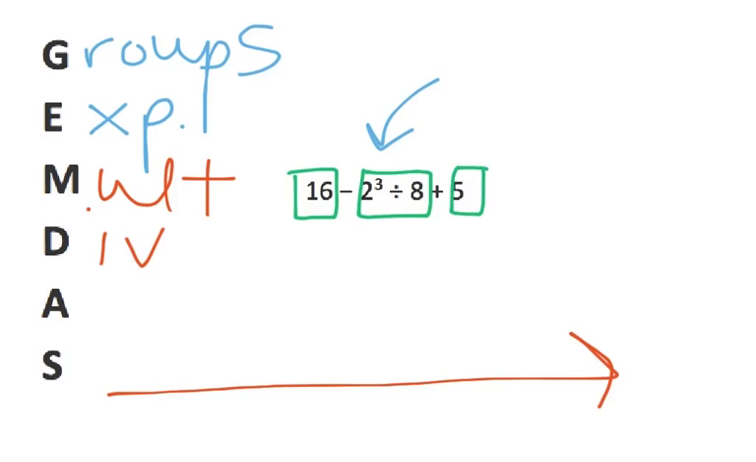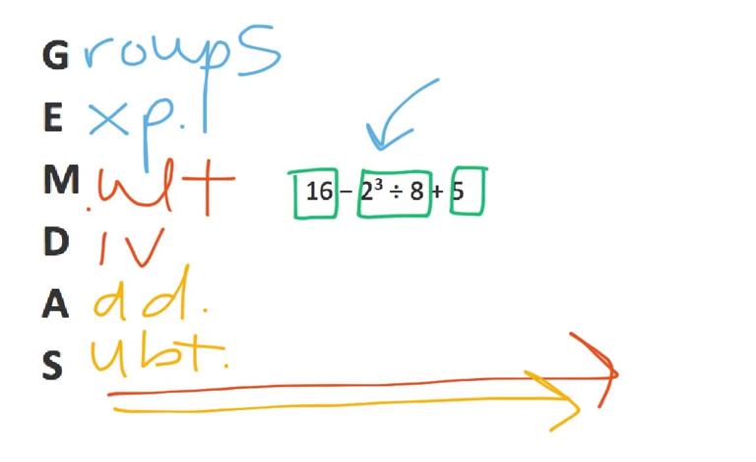And then finally at the end is our addition and subtraction. Not only within a term, but across the whole expression. So once we have all of the terms down to a single number, then we'll go ahead and carry out all that addition and subtraction also from left to right.